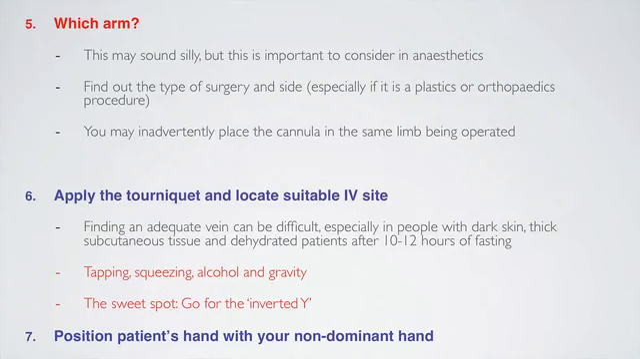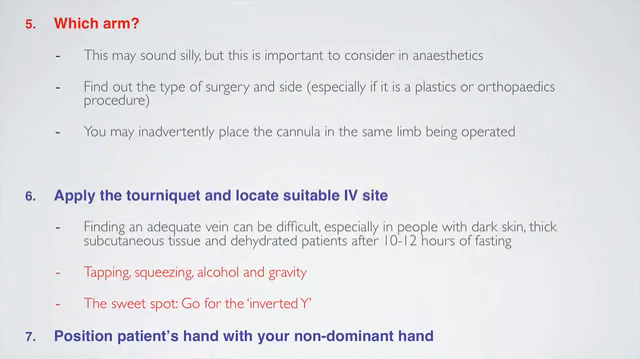So once we've got all our equipment, we position the patient, and we know which arm we're going to put the cannula in, the next thing is to apply the tourniquet and locate a suitable intravenous site. The trouble that most people have is finding an adequate vein to cannulate. And it can be especially difficult with people with dark skin, thick subcutaneous tissue such as obese patients and pediatric patients, and also dehydrated patients, particularly in the operating theatre after 10 to 12 hours of fasting.